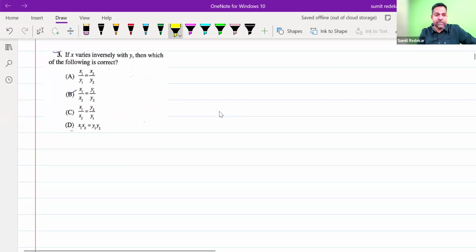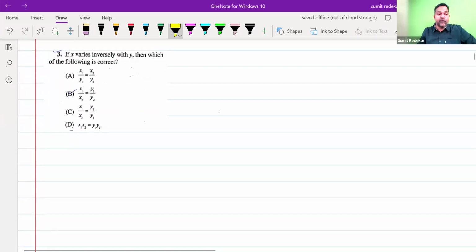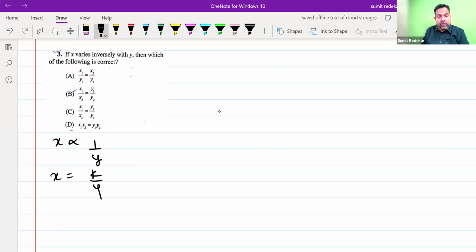Moving on to question number 3. X varies inversely as Y. Then how are X1, X2 and Y1, Y2 related? So if X varies inversely with Y, let me declare a few things. It means that X is K by Y, or the product XY should always be a constant.